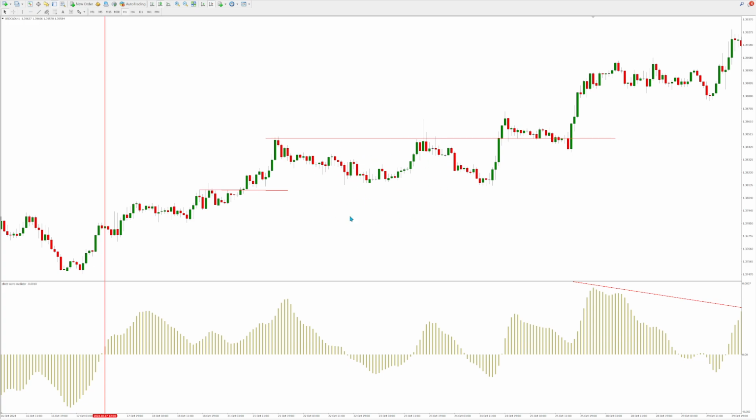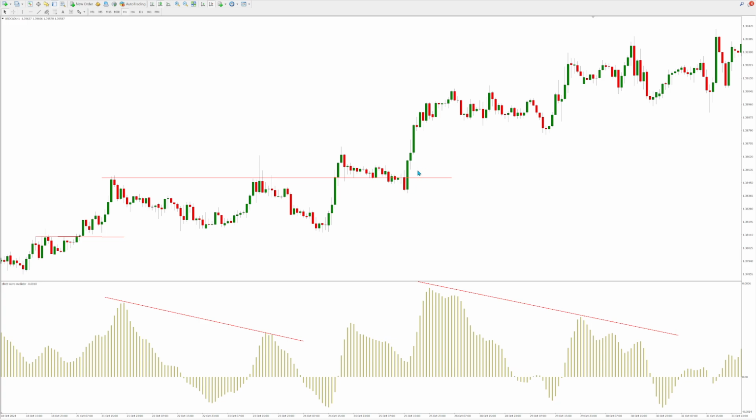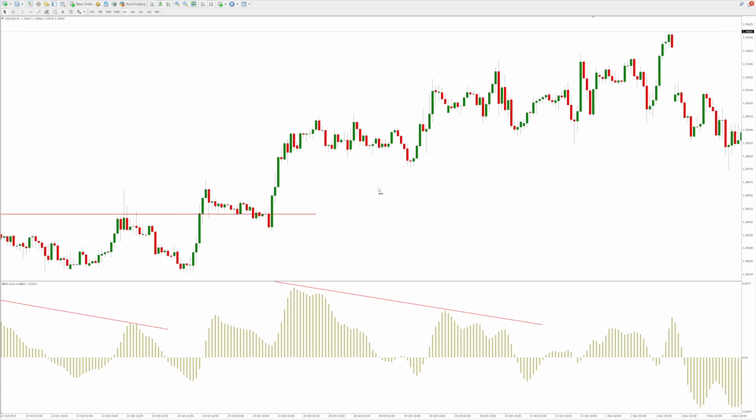Pullback. Thing about this one, okay, as you can see, by the time the pullback was finished, we'd already had this consolidation. We'd had a drop below. We had the divergence to the downside. So we may have just avoided this situation here and waited for another opportunity, okay?